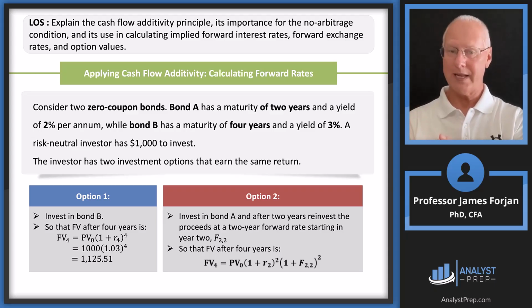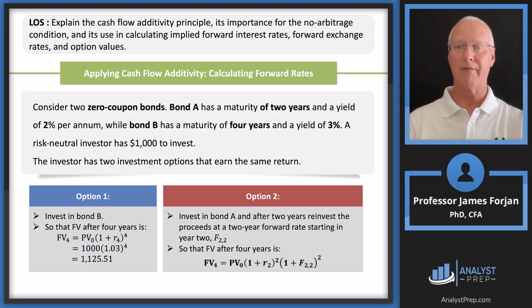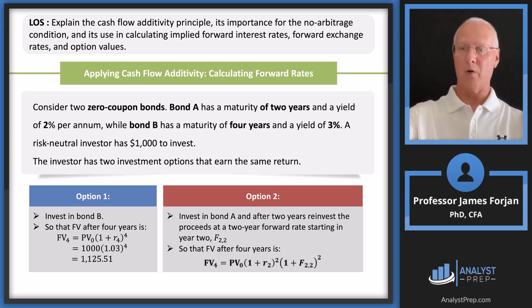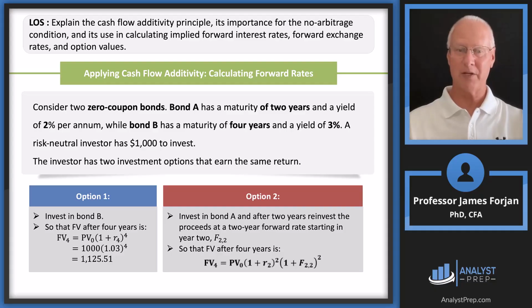But then we need to compound it out by using something that's known as a forward rate. This forward rate is going to be some expected future interest rate that we think is going to be in place. Now, of course, for option 1 and option 2, for an investor to be indifferent between these two options, that future value has to come out to 1125.51. So we can use our equation and solve for that forward rate.